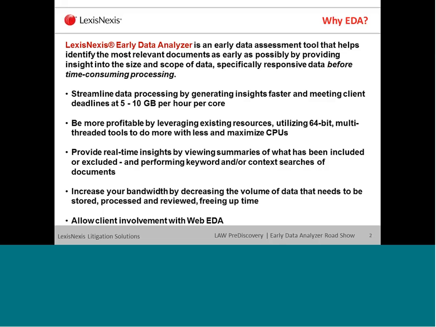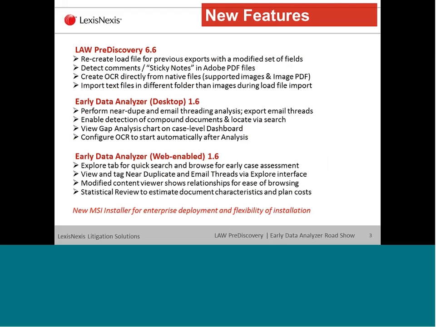What we're doing with Early Data Analyzer is pointing to the data instead of moving it. So at the point when you've done this culling and you've done the searching and you've done this initial scope, then we're moving into Law Pre-Discovery, or going from Early Data Analyzer into a review tool and then back to Law Pre-Discovery for production. The next is increasing your bandwidth by decreasing the volume of data that needs to even be stored or processed or reviewed, freeing up a lot of time and space. And lastly, allowing client involvement with Web EDA, letting them get a peek at the data at the outset. So where are the gaps in the data? Are they missing anything? And letting them be involved in the process.